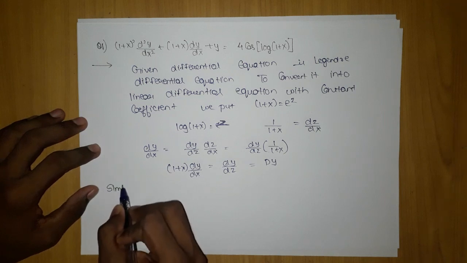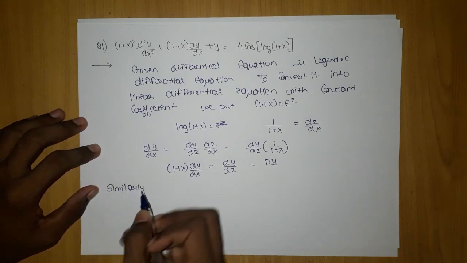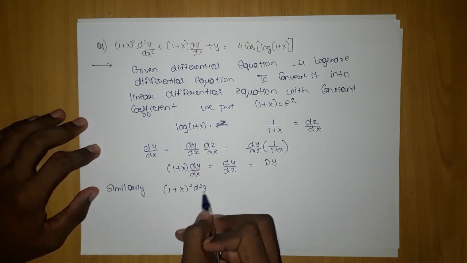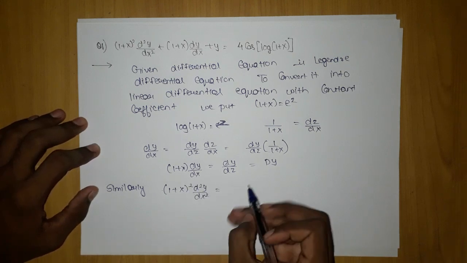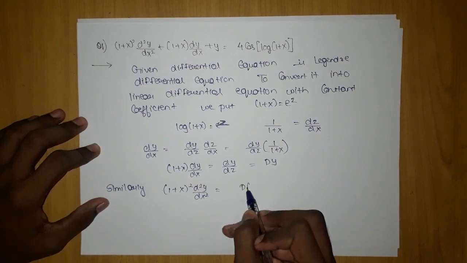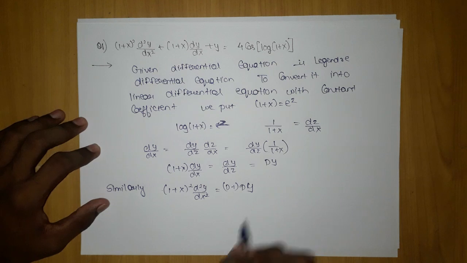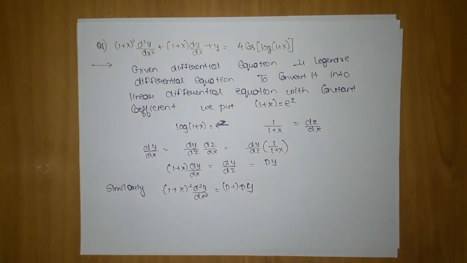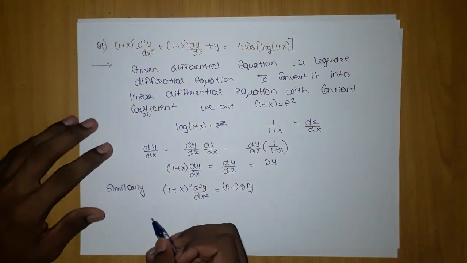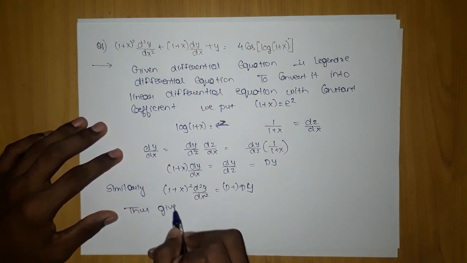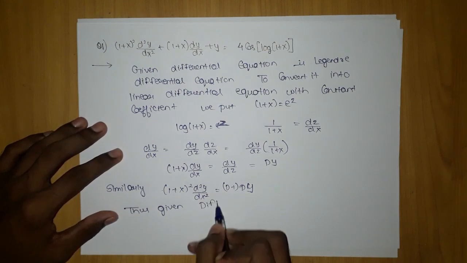Similarly, 1 plus x the whole square d square y by dx square is nothing but D into D minus 1 into y. So after getting this, you can write thus the given differential equation.